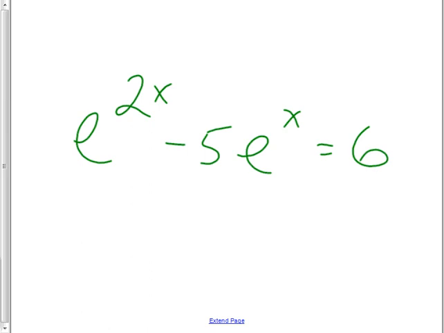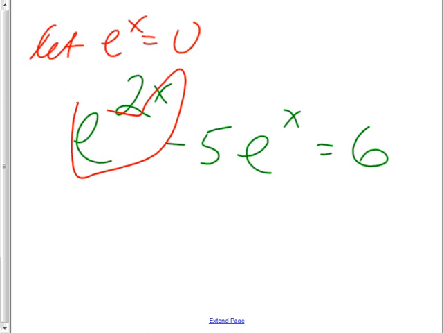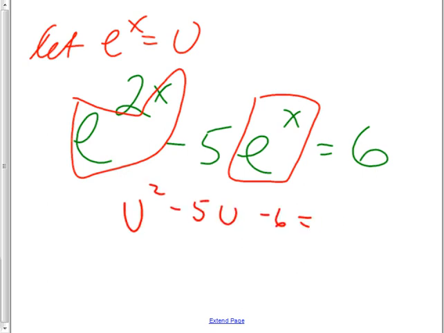Okay. Did you say let e to the x equal u? Raise your hand if you figured that out. Okay, good. That was a u substitution. This is just saying, please substitute in a u for me so it'll be so much easier. u squared minus 5u, subtracting the 6 from both sides gives me this. I factor it into u minus 6, u minus 1.